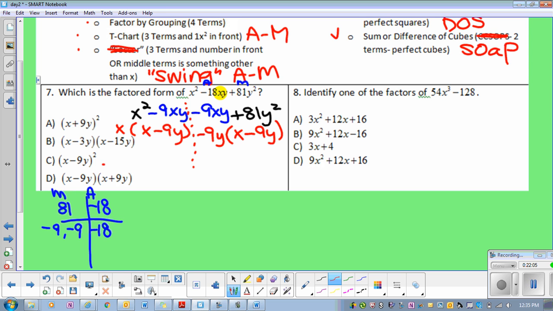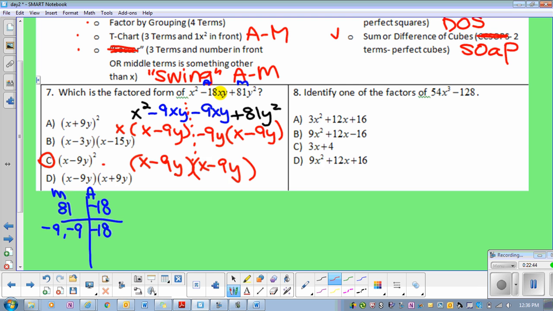On the left-hand side, your GCF is an x. On the right-hand side, your GCF should be a negative 9y. Please make sure you bring out that negative. So I know I did this right because my parentheses match. Your matching parentheses go in one, and then your outside GCFs go in the other one. There you go. x minus 9y times x minus 9y, which is x minus 9y squared. Good. Questions about this? All right, let's try the next one.